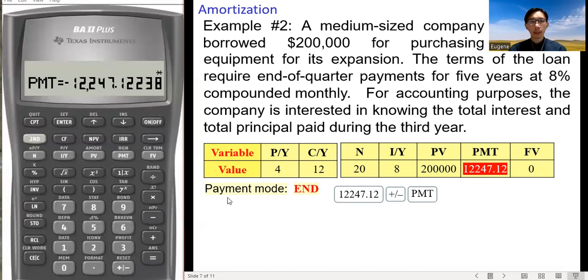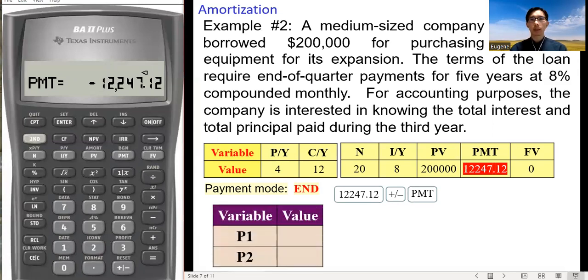The quarterly payment is $12,247.12. Not to forget the negative sign. And then key this in as the PMT variable. And then we can get to the amortization worksheet. Enter the value for P1 and P2.